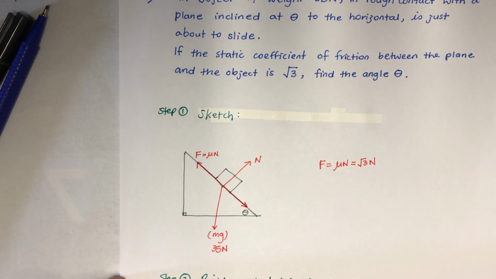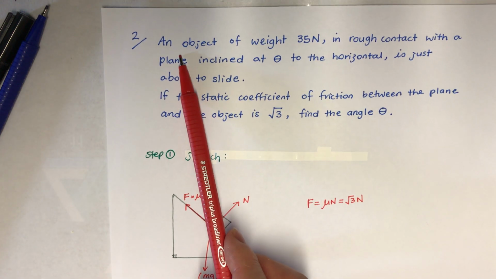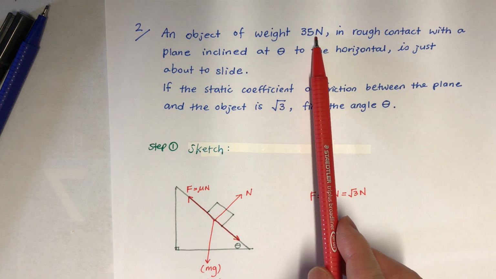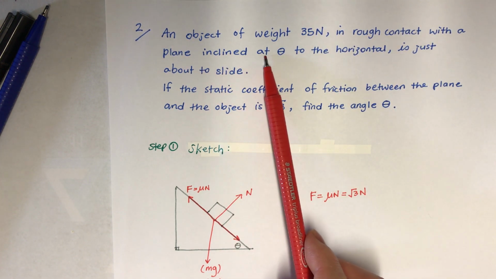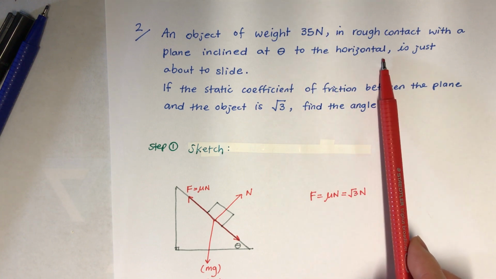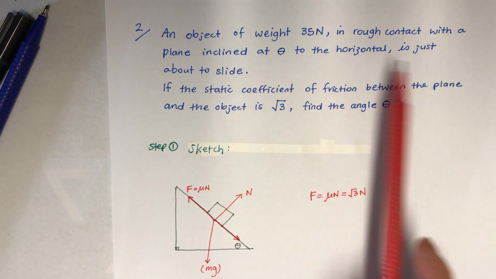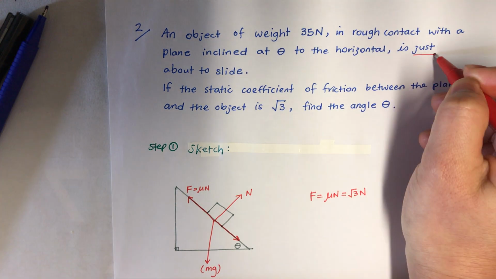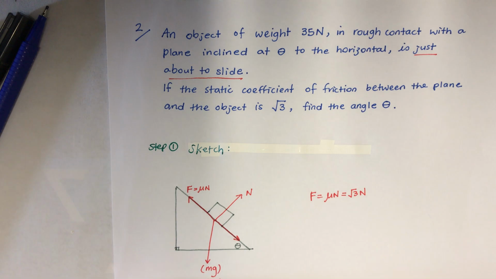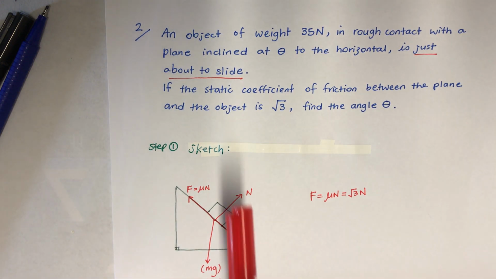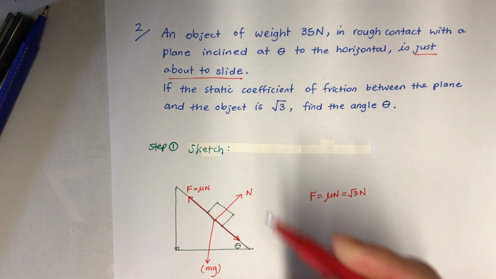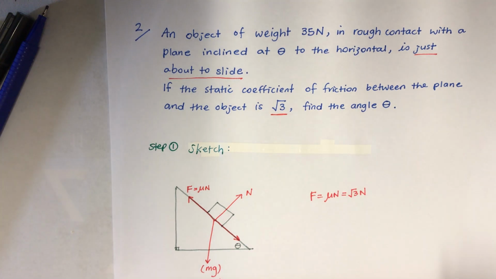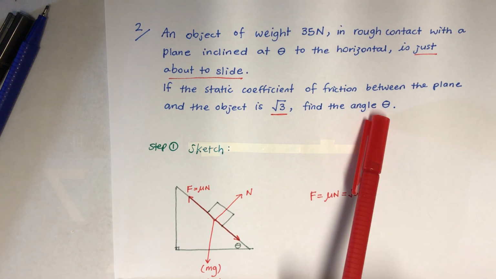So question 2. An object of weight 35 newtons in rough contact with a plane inclined at theta to the horizontal is just about to slide, just before it's moving. It means there's a friction, isn't it? And also the coefficient of friction will be there. If the static coefficient of friction between the plane and the object is this, find the angle theta.